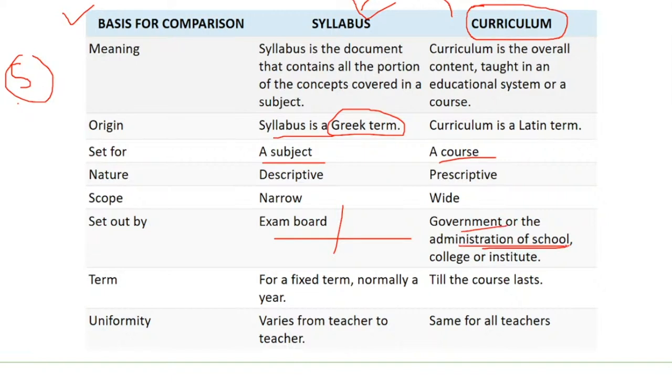Rights of giving an overview. Okay, so the final decision will be taken by the entire committee. The term is fixed, normally a year, whereas the syllabus lasts as long as the course lasts. Uniformity varies from teacher to teacher, that is, the pattern or strategy the teacher implements in teaching the syllabus, and the curriculum is the same for all the teachers.